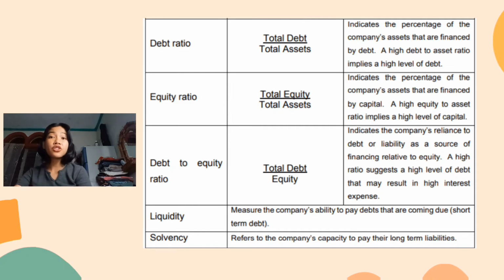Higher leverage ratios tend to indicate a company or stock with higher risk to shareholders. Liquidity is the measure of the company's ability to pay debts that are coming due. So this refers to the short-term debt. Next is the solvency. So this refers to the company's capacity to pay their long-term liabilities.